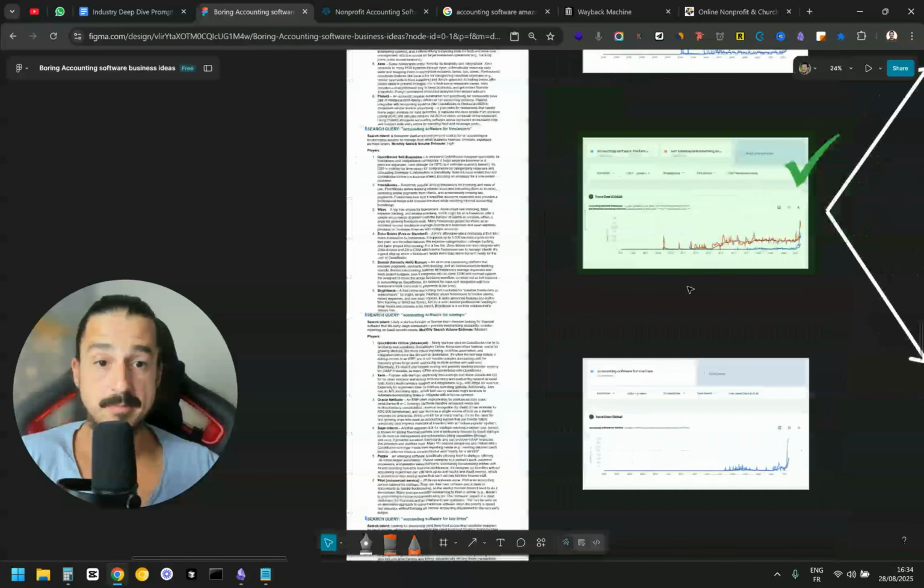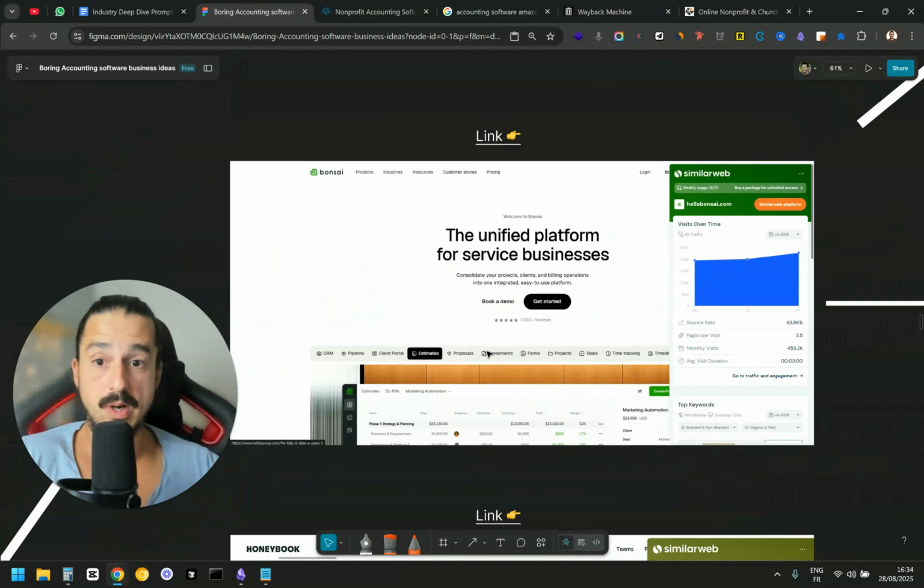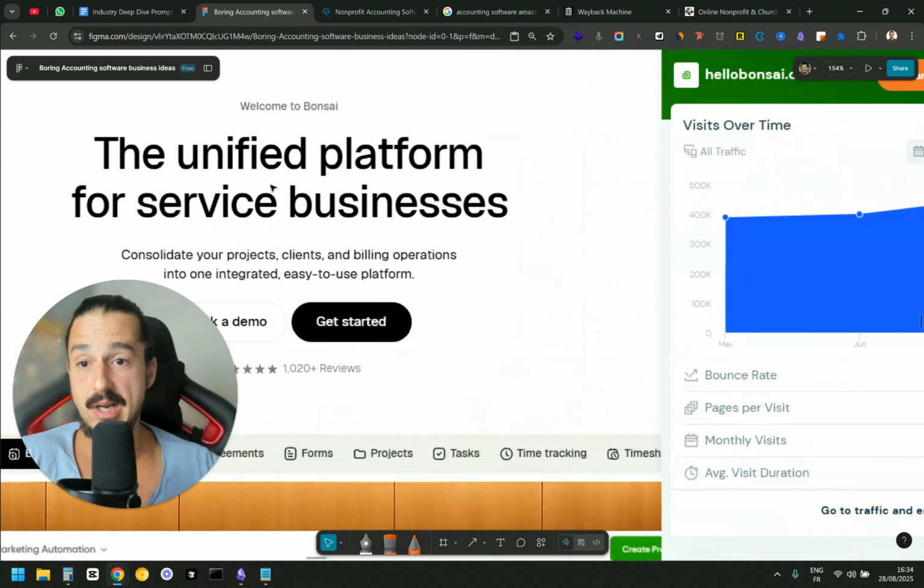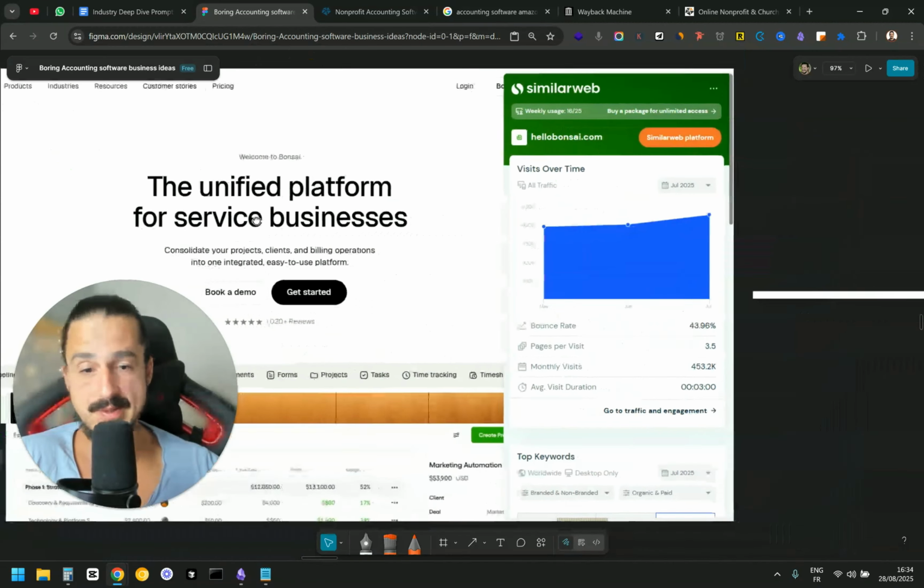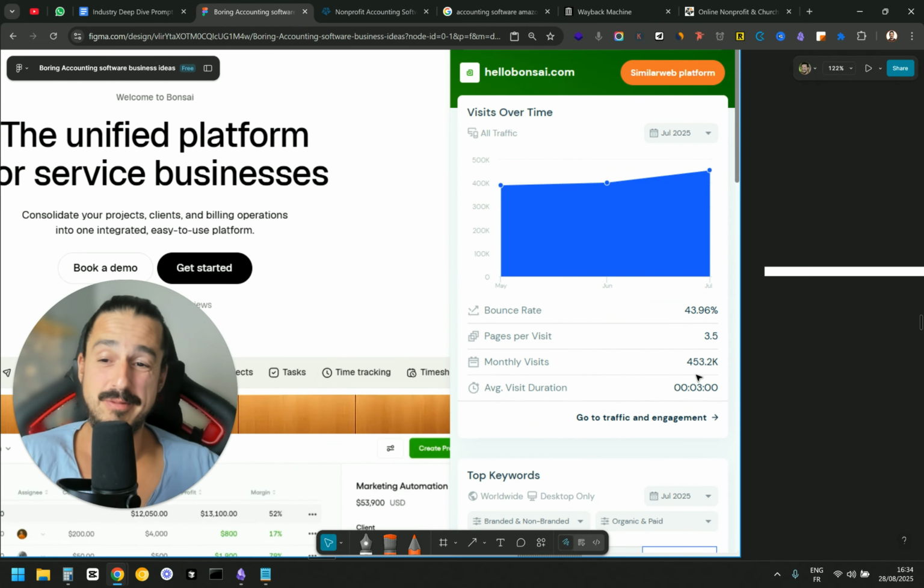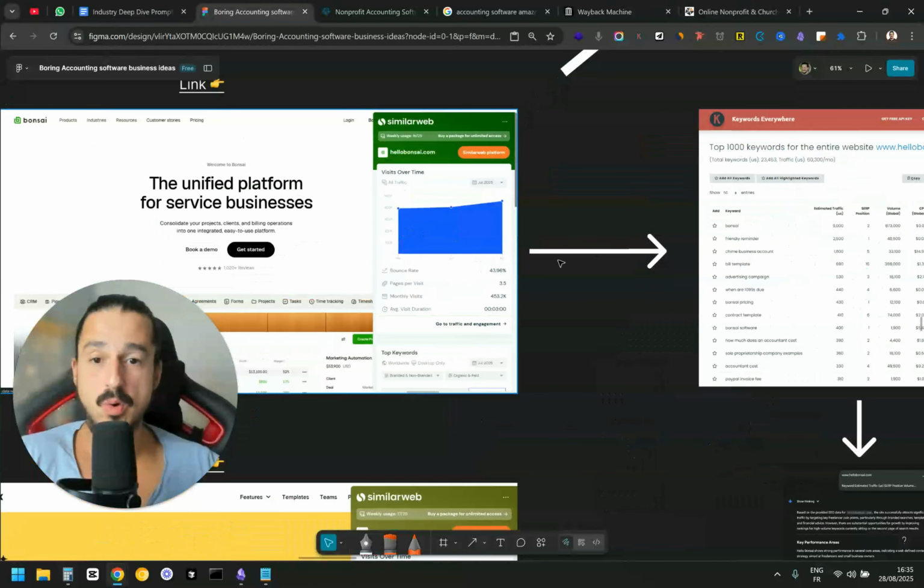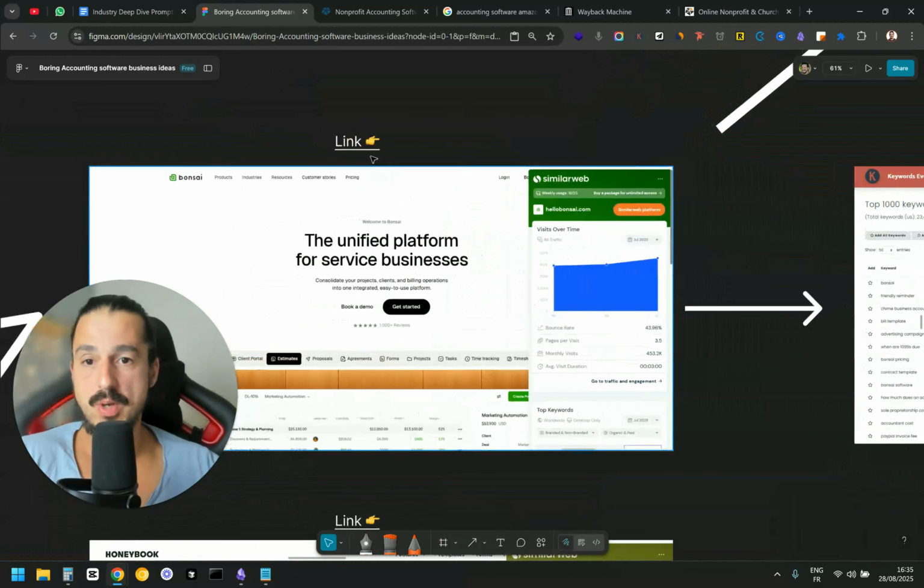So Bonsai, I thought was specific for freelancers, but they are probably using it, but it's not specific for freelancers. It's an accounting software for services, and it has very, very good traffic, like 4,500, which is really good, but not specific enough. So what I did, and I'm going to show you how I did that.